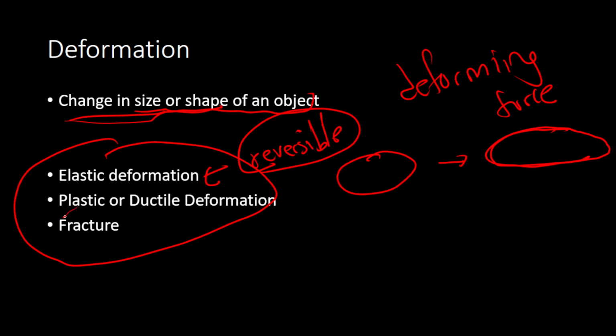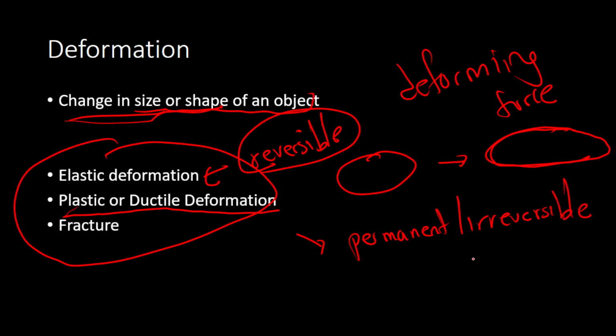Now we have the plastic or ductile deformation. In this case, we change the size or shape of an object, but this is permanent or irreversible.